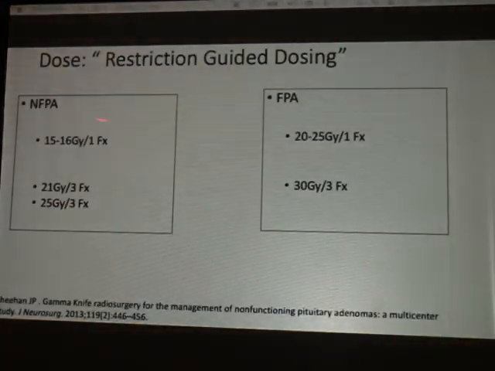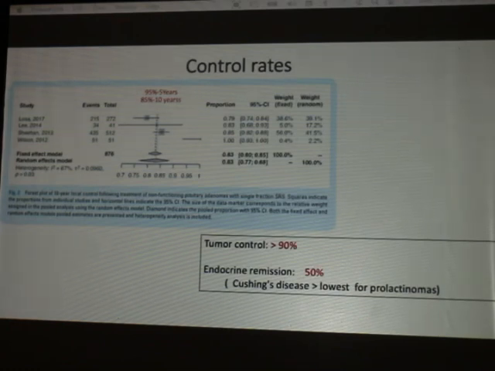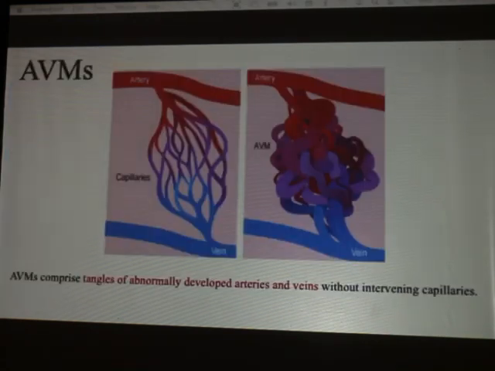So these are the guidelines which we normally follow while prescribing in cases of pituitary. This is for non-functional, this is for functional. And the control rate is more than 90% and the endocrine remission rate is more than 50% with radiosurgery.